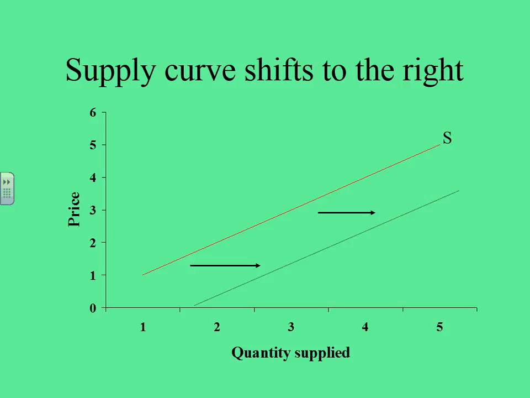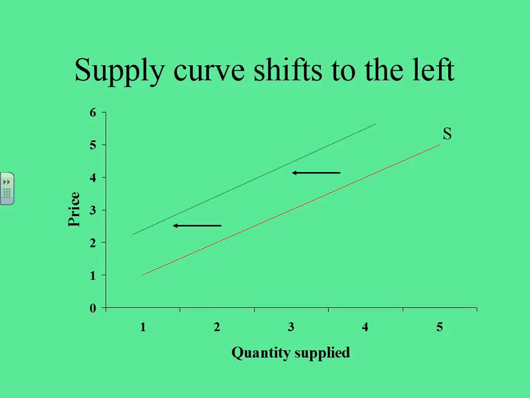Okay, so a positive shift in supply is a rightward shift. Try not to say downward shift, because movement up and down the line is a change in quantity supplied. Movement in supply is a shift to the right or a shift to the left. So this would be a negative or leftward shift in supply.